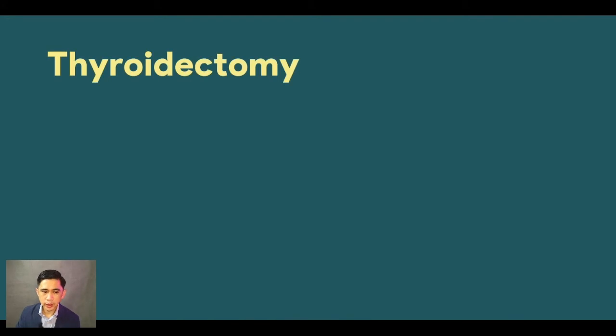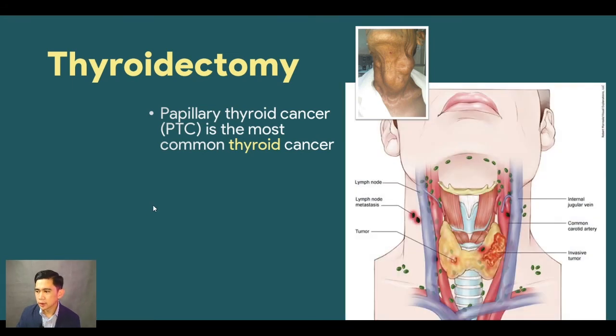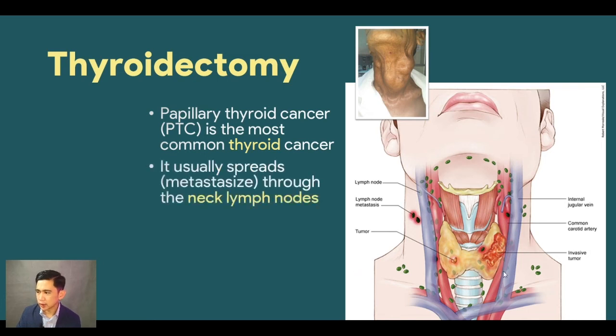Okay, so what is thyroidectomy? Thyroidectomy is a procedure wherein we remove the thyroid because of cancer. Papillary thyroid cancer, or PTC, is the most common thyroid cancer. So this is the thyroid gland. If you have a tumor over here, it usually spreads or metastasizes through the lymph nodes of the neck. We have several lymph nodes on the neck. It usually spreads there. So in this patient, it spread through here and the nodes enlarged.